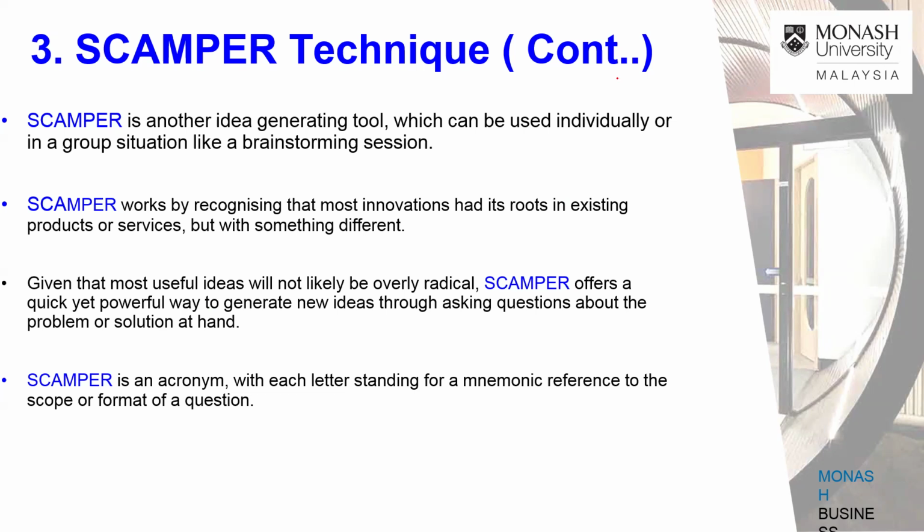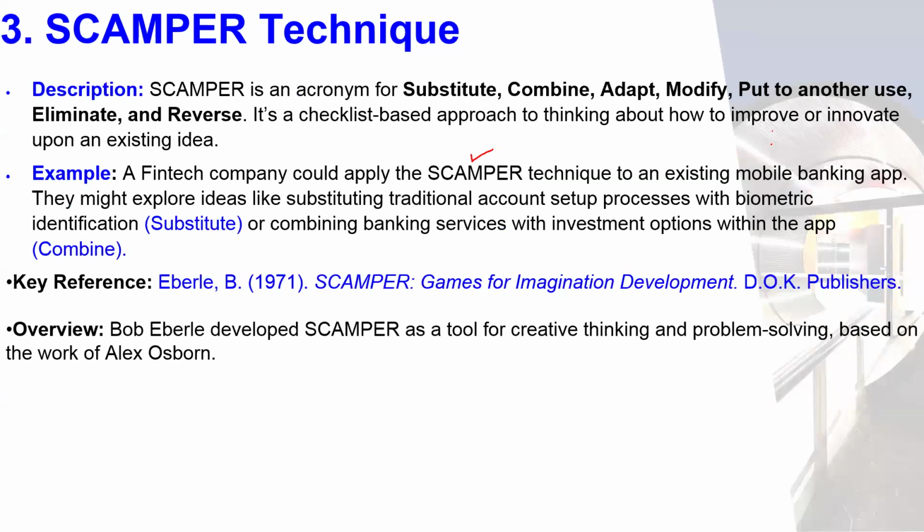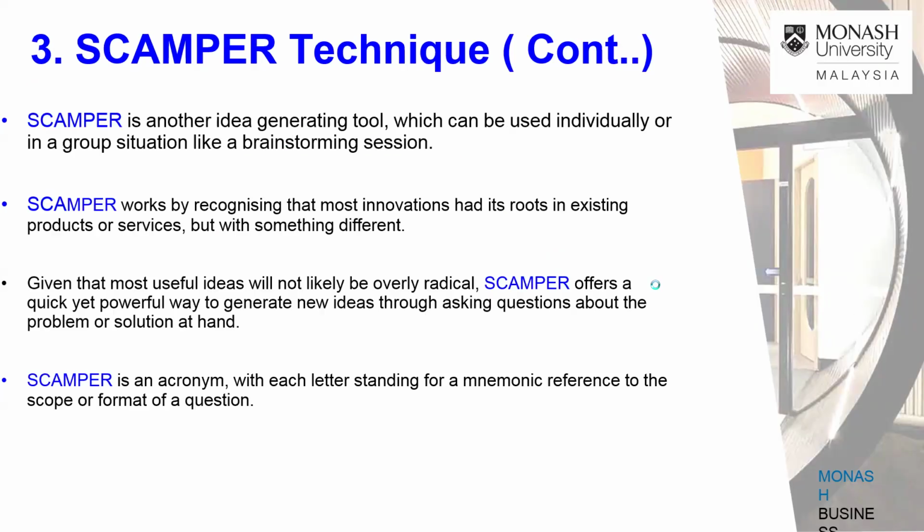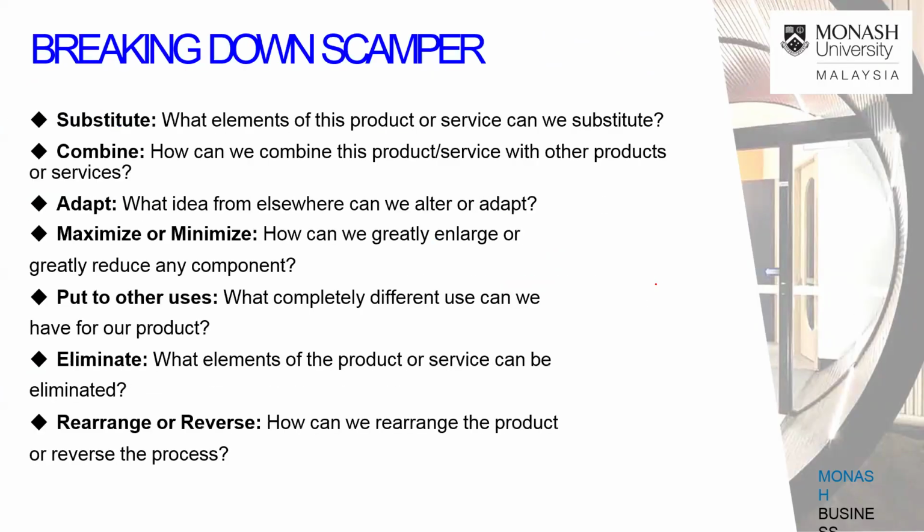SCAMPER is an acronym with each letter standing for, as I told you, substitute, combine, adapt, modify, and put to another use. Okay. This is another explanation about those five: the substitute, the combining, the adapting, the modifying or maximizing, the put to other uses, eliminate, and sometimes rearrange and reverse. So all of those, you can look at them in an existing technology and try to make these adaptations to come up with a new product, to come up with a new solution.